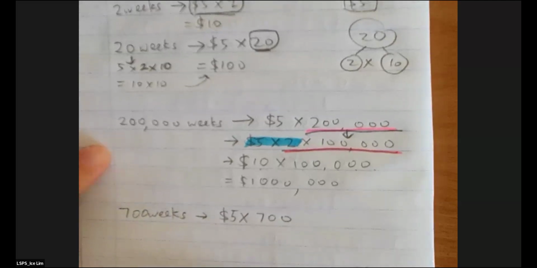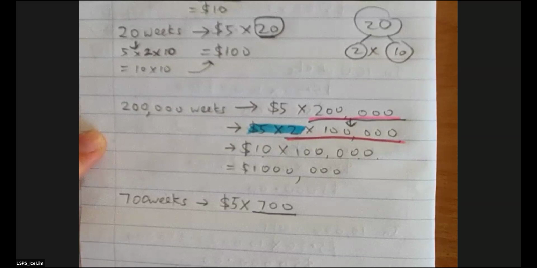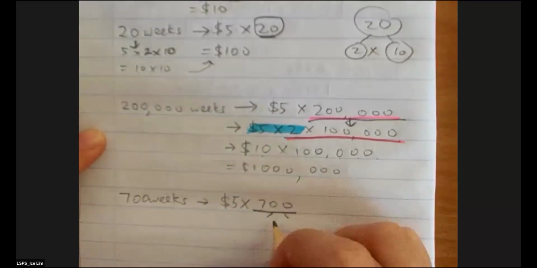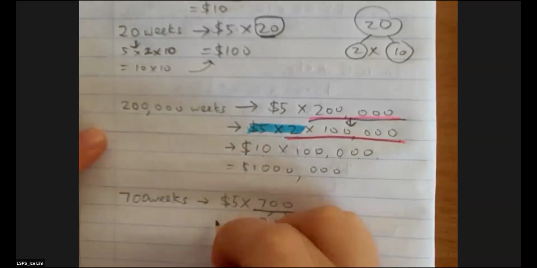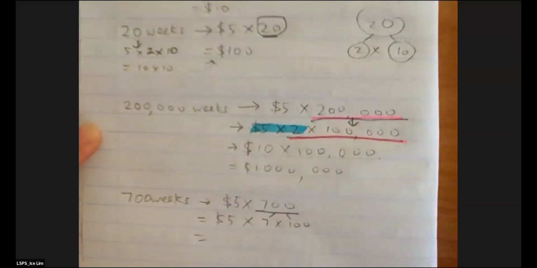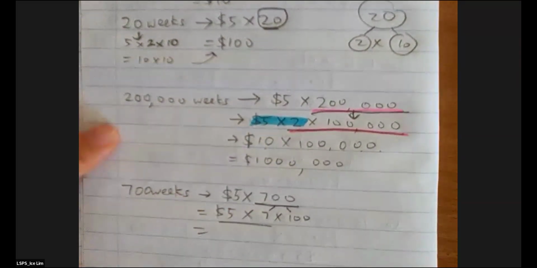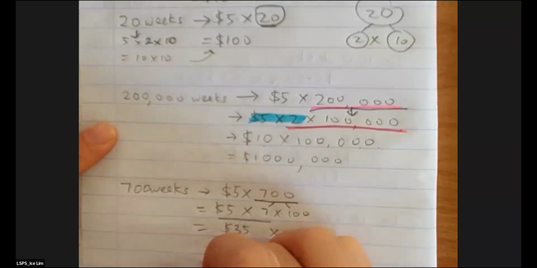Okay, so here's the trick. I'm going to put this bigger number, 700, into its parts. 7 times 100. So $5 times 7 times 100. Which in my times table, I have 5 times 7, not an issue. So this is 35 times 100. Then 3,500, put the zeros back.